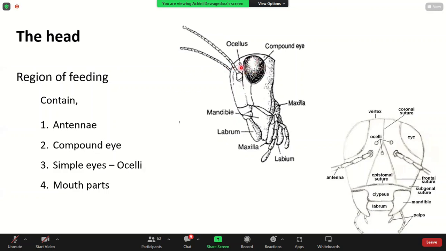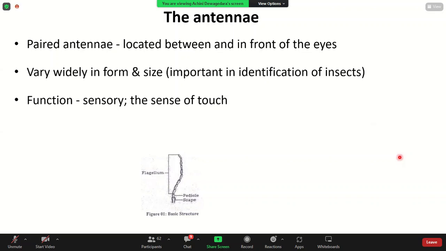Between the eyes and in front of the eyes. Here also you can see these are the eyes of the insect, and antennas are present in front of the eyes. Okay. So there is a huge variation in the form and size of insects, right? And the type of antenna present in insects is used to identify the insect, and it is used in the classification of insects.